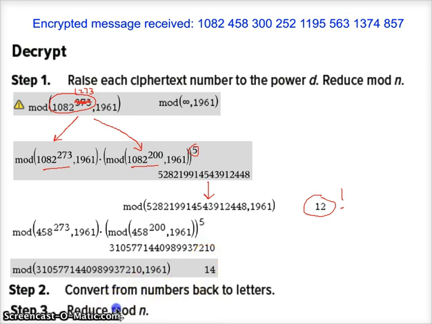I really don't understand this instruction. Reduce mod n, didn't we do that back here? And why would we do that after we have letters? So I think this is actually a misprint. Let's just get rid of that. Okay, and then I think we're done.